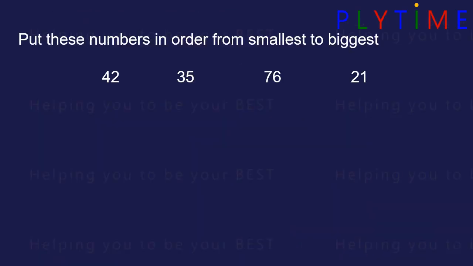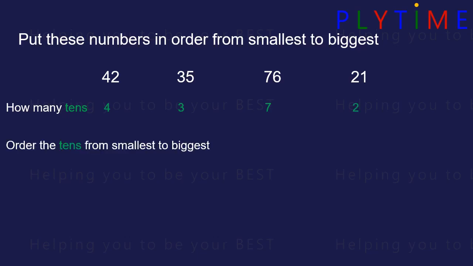Put these numbers in order from smallest to biggest. How many tens are there? Look in the tens column, there's 4, then 3, then 7, then 2. We can order the tens from smallest to biggest. The smallest is 2, then 3, then 4, then 7. So the answer, bring in the original numbers, is 21, 35, 42, and the biggest is 76.